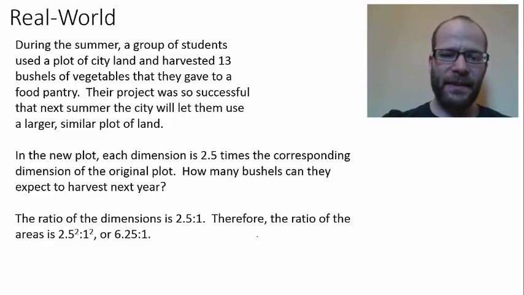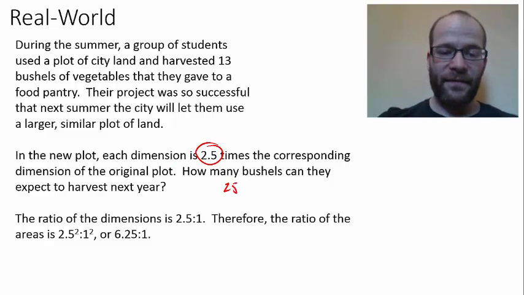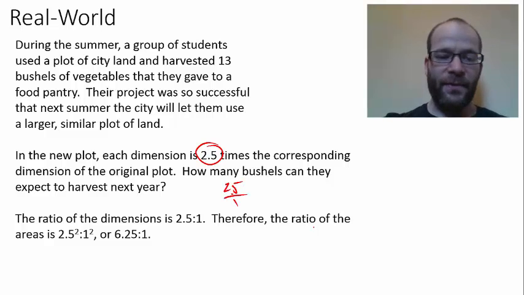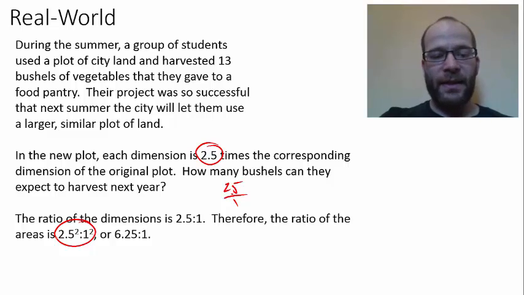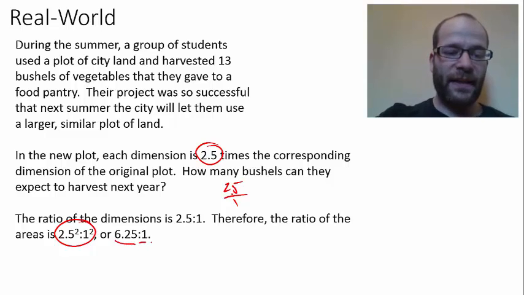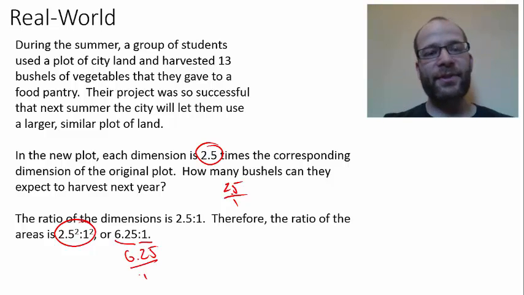How do we find that? We simply say that if it's 2.5 times as big, and we don't know how big it was to begin with, then it must be 2.5 over 1. Therefore, the ratio of the areas is 2.5 squared divided by 1 squared, or 6.25 divided by 1. That would look like this as a ratio. So that's the ratio of the new areas.